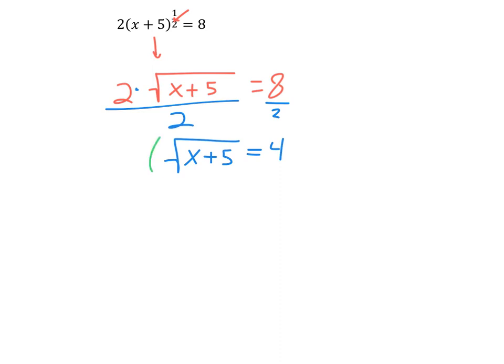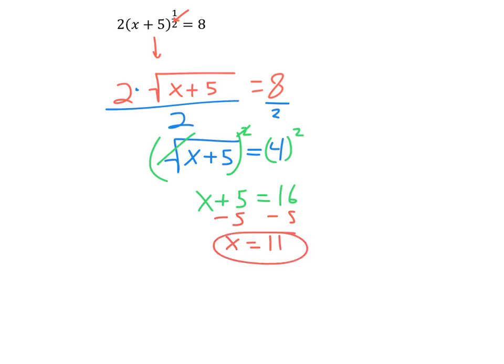Now the opposite of square rooting something is squaring something. So squaring and square root cancels. x plus 5 equals, 4 squared is 16. We'll finish off by subtracting 5 on both sides. That gives me x equals 11.